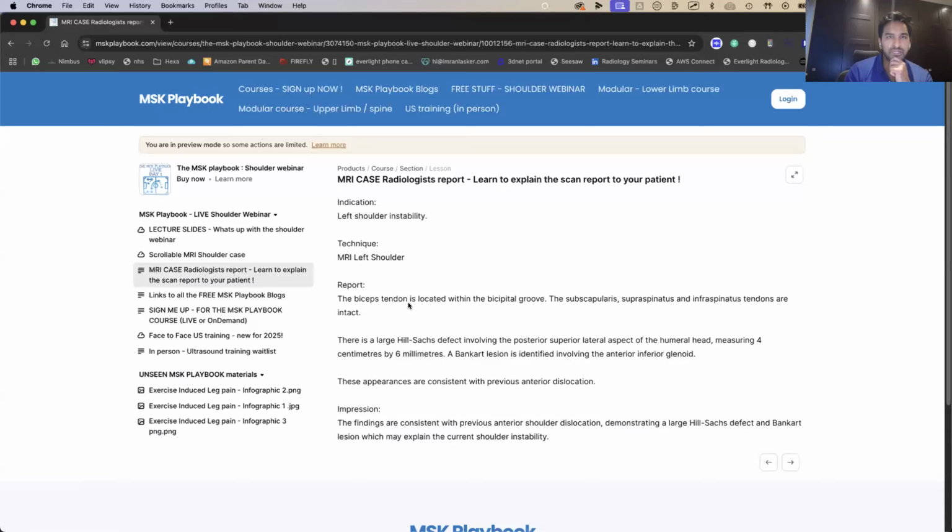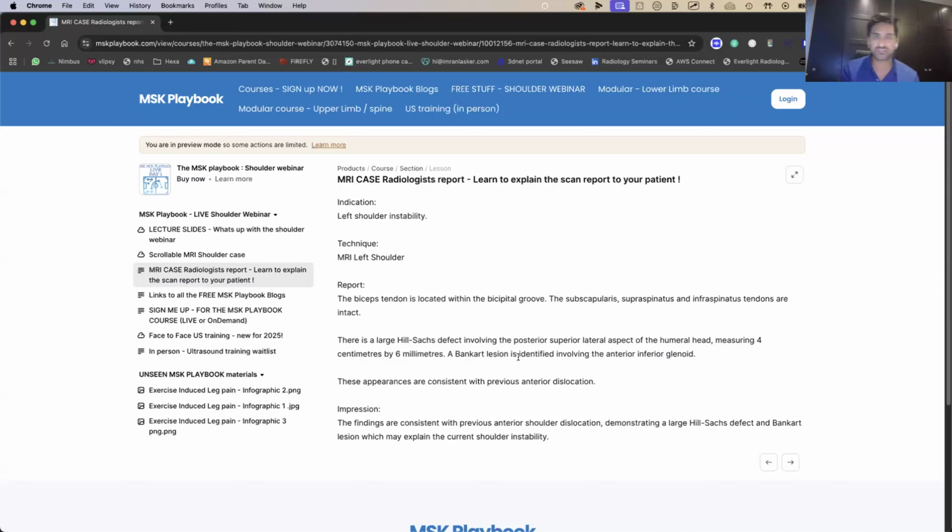So we'll read through it. The bicep tendon is located within the bicep groove. Subscapularis, supraspinatus, infraspinatus tendons are intact. You know, there's a lot of big words here. The large Hill-Sachs defect. Oh yeah, Hill-Sachs, H for humerus, Hills. Okay, so that must be something to do with the humerus. Defect involving the posterior superior lateral aspect of the humeral head, measuring 4 centimeters by 6 millimeters.